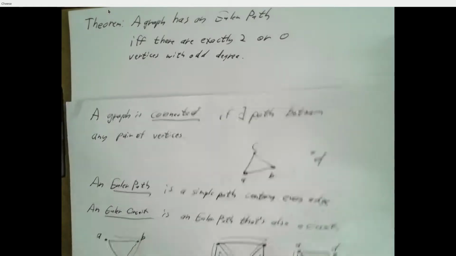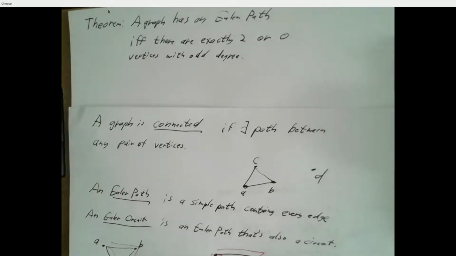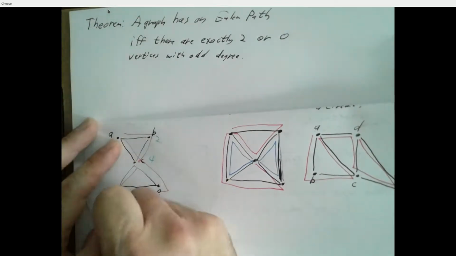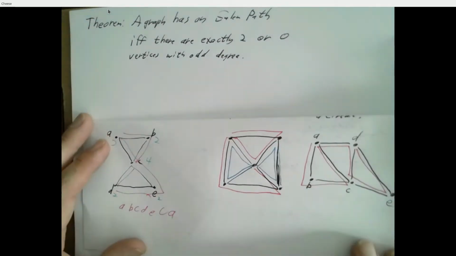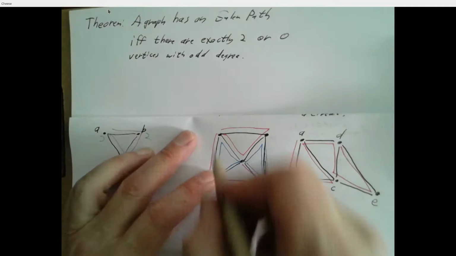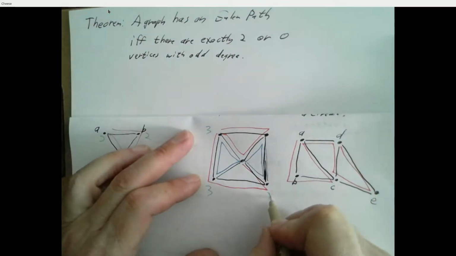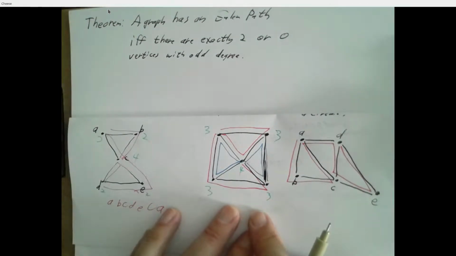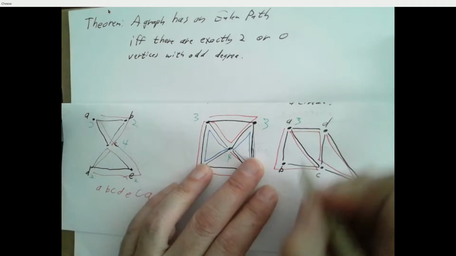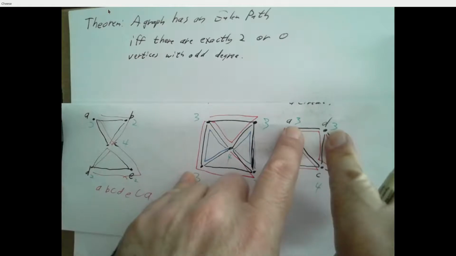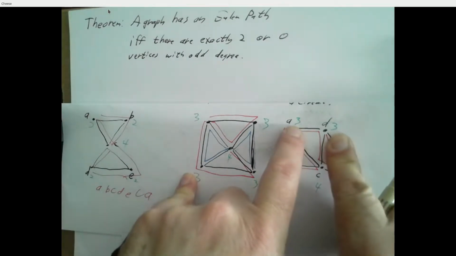So if we look at the degree of vertices, this was 2, 2, 4, 2, 2, no vertices of odd degree. And this turned out to have an Euler path and an Euler circuit. Over here, 3, 3, 3, 3, 4, 4 vertices of odd degree, no Euler path, no Euler circuit. Over here, 3, 2, 4, 3, 2, 2 vertices of odd degree, Euler path, no Euler circuit.